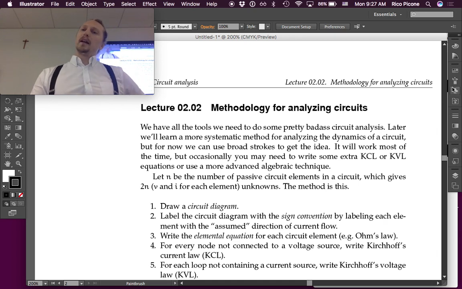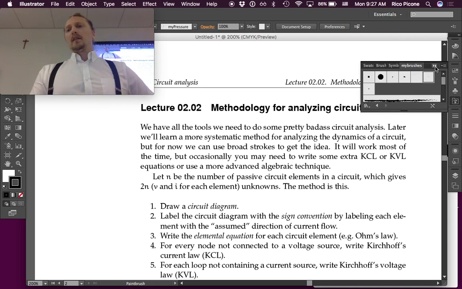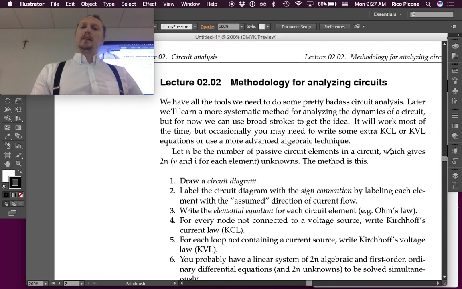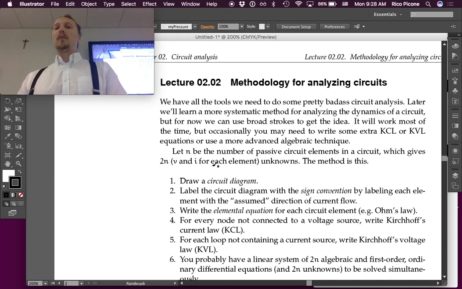The methodology for analyzing circuits, lecture 2.1, is going to be a method that we'll use for now. So we have all the tools we need to do some pretty badass circuit analysis. Later we'll learn a more systematic method for analyzing the dynamics of a circuit, but for now, we can use broad strokes to get the idea. It will work most of the time, but occasionally you'll need to write some extra Kirchhoff current law equations or Kirchhoff voltage law equations, or use a more advanced algebraic technique than we would like to, but for the most part it will work.